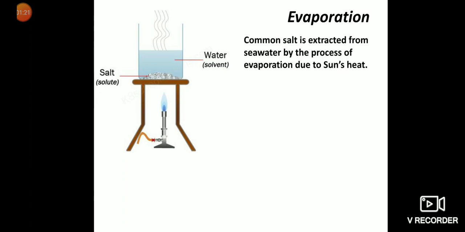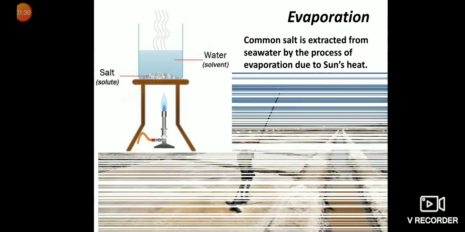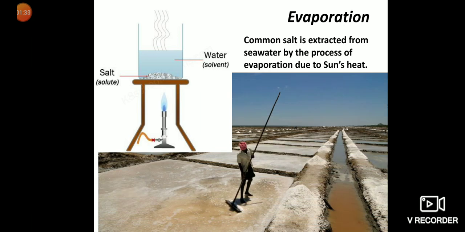The same process is used to extract common salt from seawater by the process of slow evaporation with the help of the heat of the sun. Now here you can see a picture where common salt is prepared by collecting seawater in a shallow trench. This is a place in India, in Gujarat, Kutch Ran, where salt water is collected in a bed, and by the slow evaporation of the water, the salt remains as a crystal in this bed.